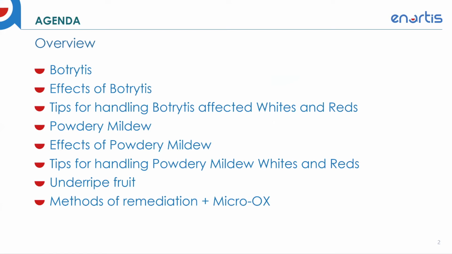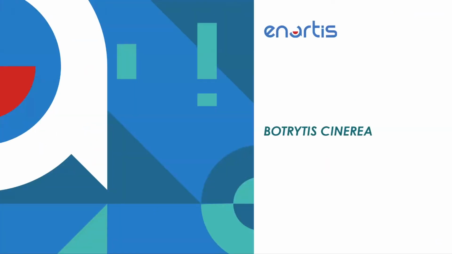So I'll talk about botrytis, the effects of botrytis, tips for handling botrytis affected whites and reds. Then I'll talk about powdery mildew, the effects of powdery mildew, and then tips for handling powdery mildew in whites and reds. And that'll sort of segue into underripe fruit. And then we'll go over some methods of remediation. And then eventually micro-ox. Hamish is going to take over and present on how we can use micro-ox in a lot of different ways. So that'll be great. So first, we'll talk about botrytis.